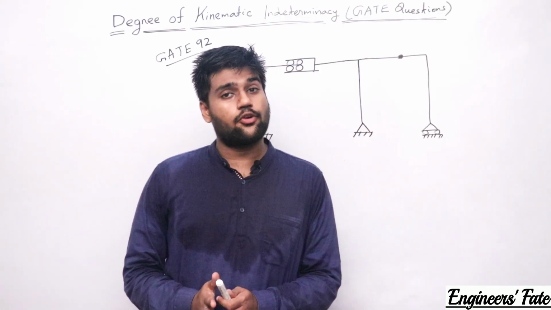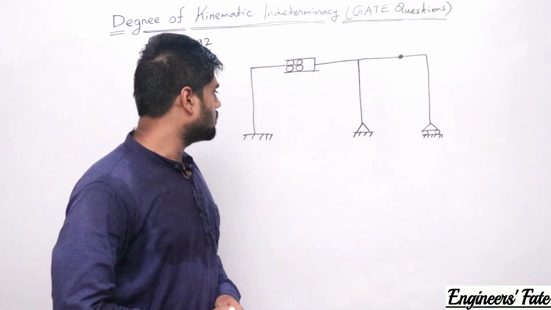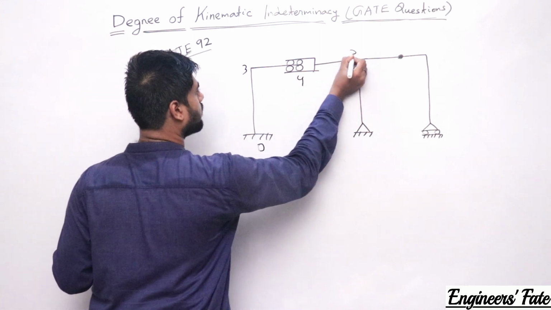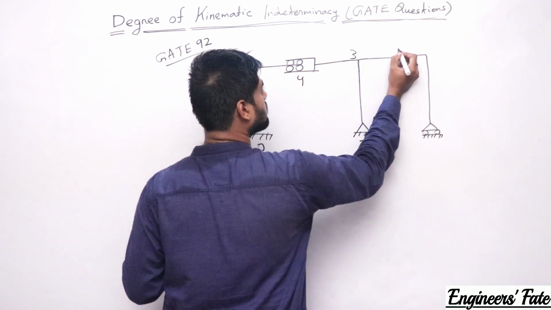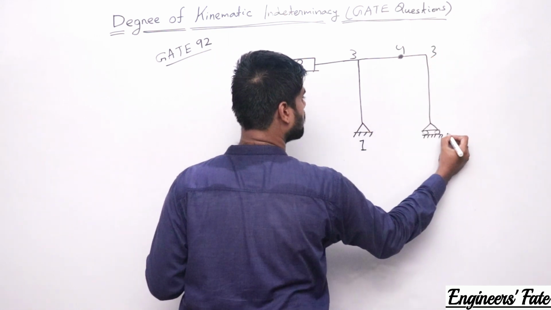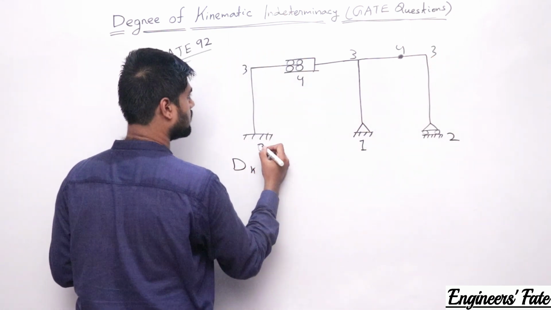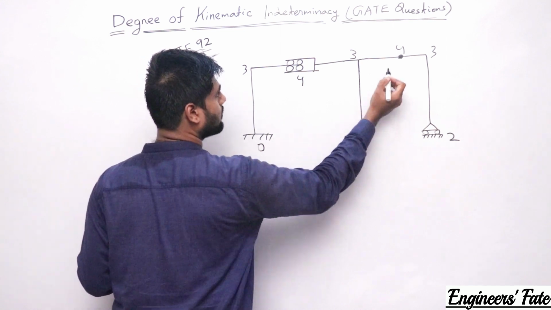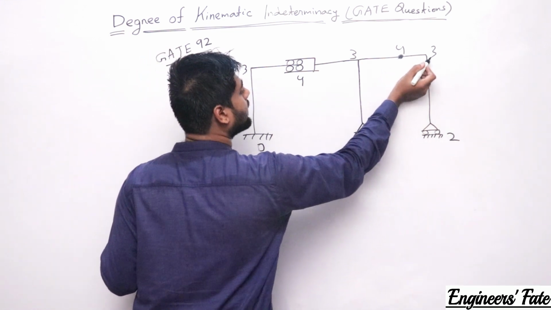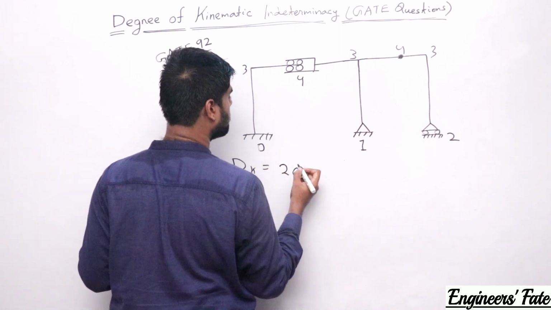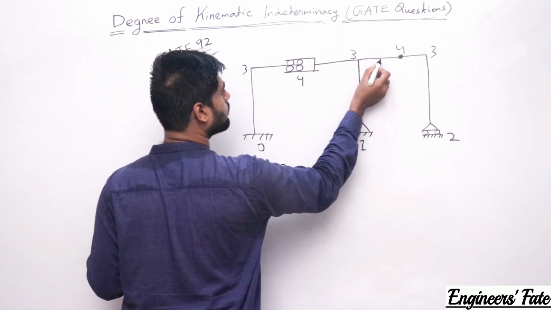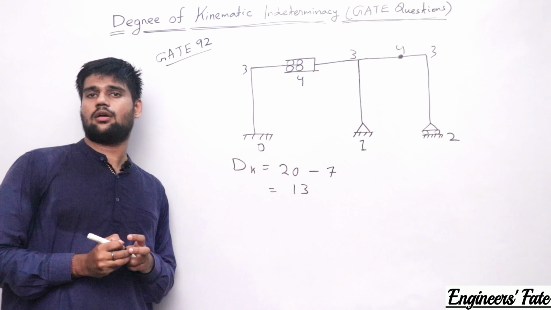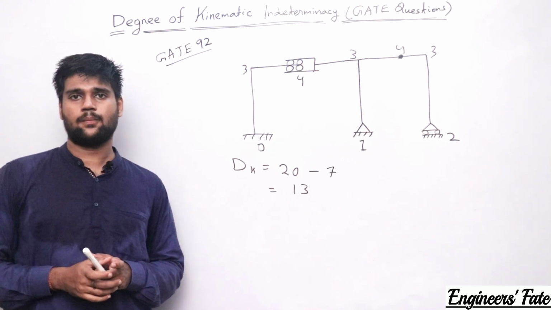So let's solve this question asked in GATE 92. So this is fixed 0, joint 3, this is 4, this is 3, this is 1, this is hinge 4, joint 3, roller 2. dk equal to 0 plus 3, 3 plus 4, 7, 10, 11, 15, 18, 20 minus number of members 1, 2, 3, 4, 5, 6, 7. So dk equal to 13 here. Very easy question. Try the next GATE question.